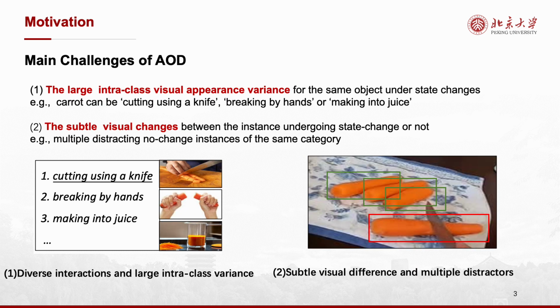The main challenges of AOD contain two sides. First, the large intraclass visual appearance variance for the same object under state changes. For example, in figure 1, a carrot can be cut using a knife, broken by hands, or made into juice. Diverse interactions with carrots lead to the carrots undergoing change with large intraclass visual variance. Second, the subtle visual changes between the instance undergoing state change or not. For example, in figure 2, there are multiple distracting no-change carrots highlighted by green boxes, and the active carrot with the red box only has subtle visual difference compared with no-change carrots.